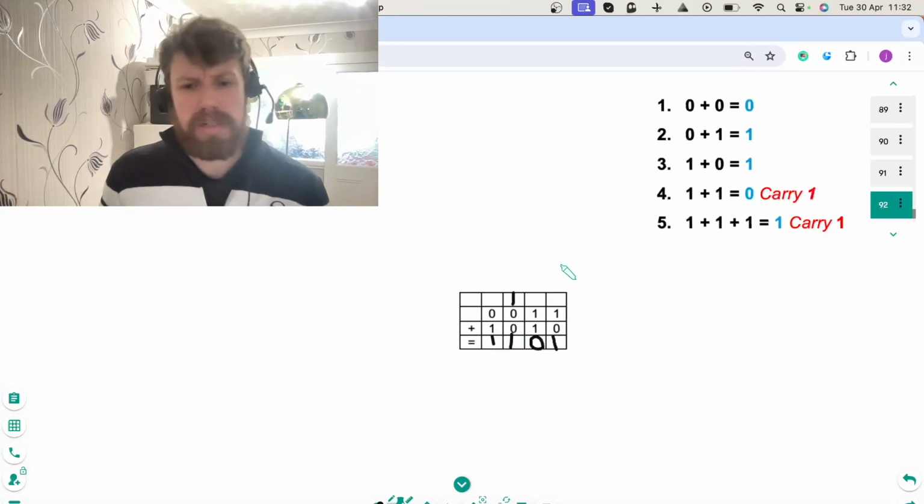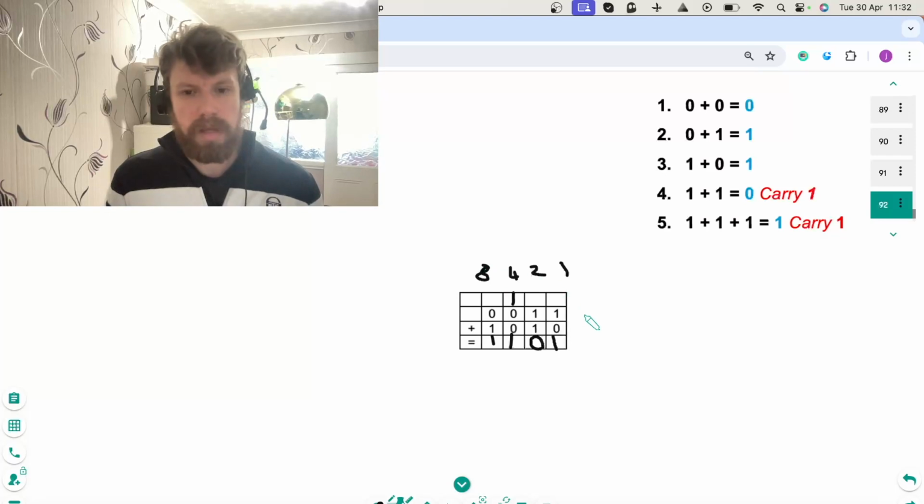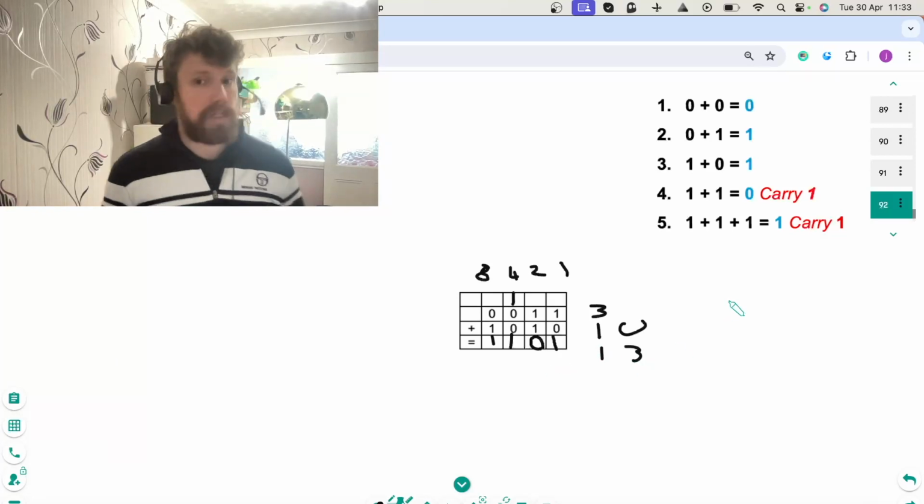Now, just to prove that this does actually work, if we do our little 1, 2, 4 and 8, that there, 1 plus 2 is 3. 8 plus 2 is 10. 8 plus 4, 12. Add the 1, so then that's going to be 13. So we know that we've done that correctly there.